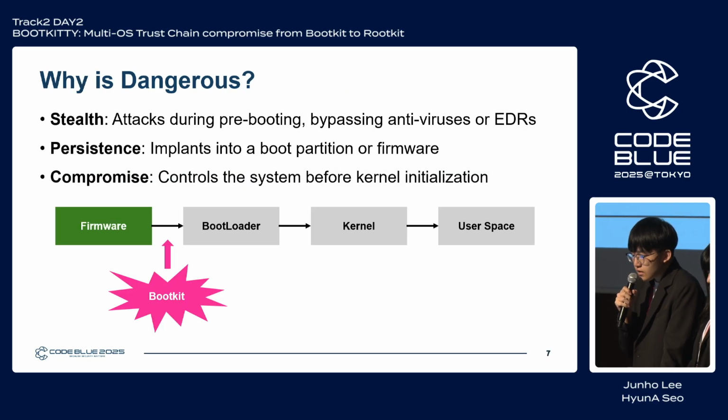First, let's explore the core threats. Bootkits are highly stealthy, hiding in the boot process to evade antiviruses and EDRs. They also achieve persistence by implanting themselves into the boot partition or firmware, allowing them to persist across every reboot. By gaining control before the kernel loads, they can hook any code or disable mitigations, which results in persistent compromise.